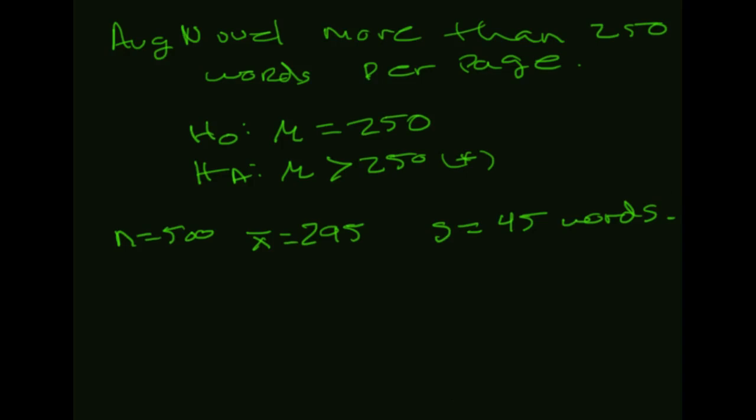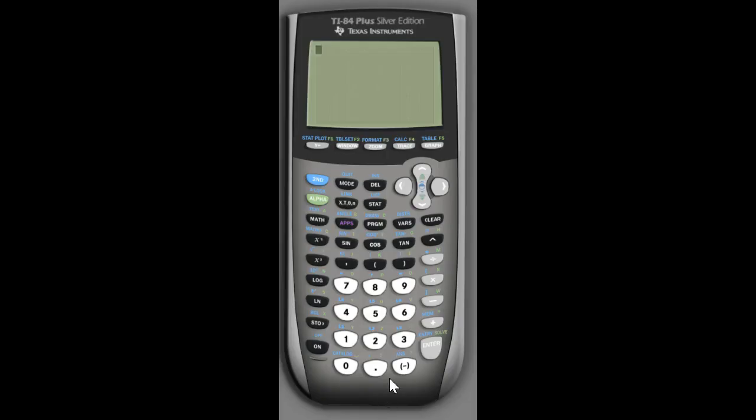All right, so let's get up the calculator here. All right, so I have my TI-84 calculator. I go stat, tests. I bring up the t-test, that's number 2. I want this in statistics mode, so I put in stats. I'm testing against a mean of 250. That's the mean in my null hypothesis. My sample mean was 295. The sample standard deviation was 45 words per page. The number of samples I took was 500.